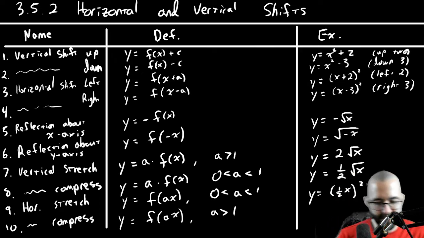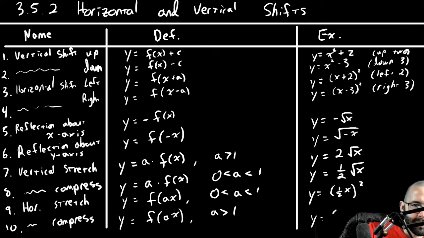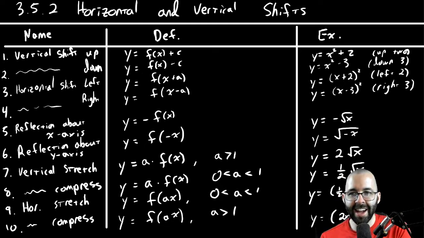All right, and now we have our full table of all 10 transformations: vertical shift, up, down, horizontal shift, left, right, reflections one way, reflections another way, vertical stretching, vertical compressing, horizontal stretching, horizontal compressing. And now we're going to put it all together.